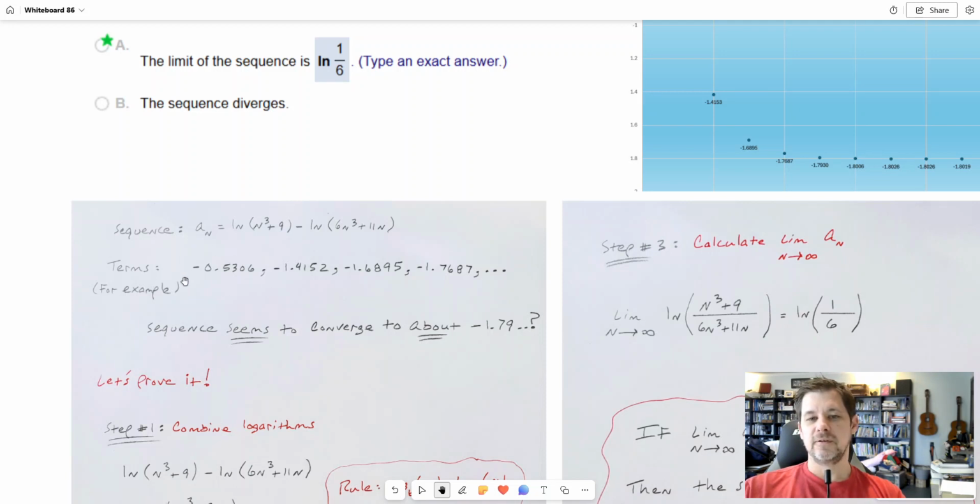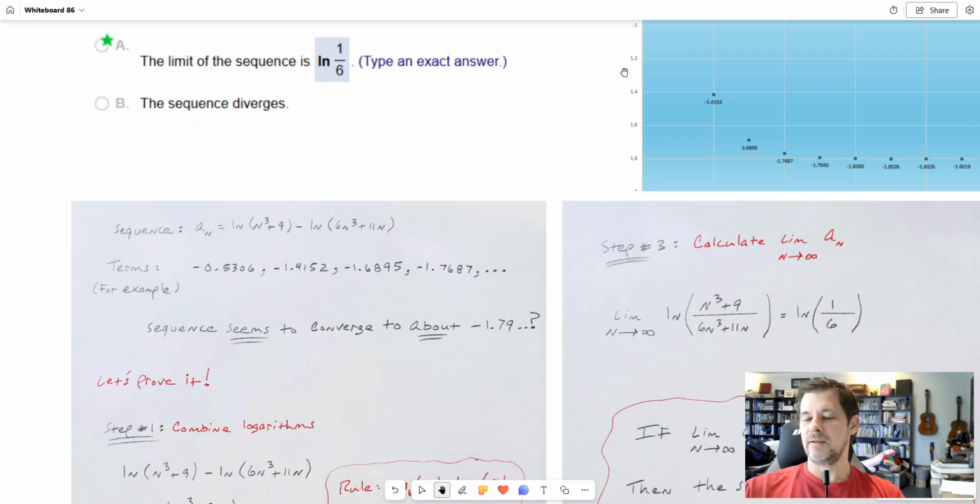Okay, so first term of the sequence I find by letting n be 1 in this formula. So I'd get natural log 10 minus natural log 17. Okay, and that turns out to be, rounded to 4 decimal places, negative 0.5306. So that's the first term. The second term I let n be 2. The third term I let n be 3. The fourth term I let n be 4. And I see a pattern. These numbers don't look random to me. It looks like they're increasing and perhaps leveling off around negative 1.7 or 8, somewhere in there.